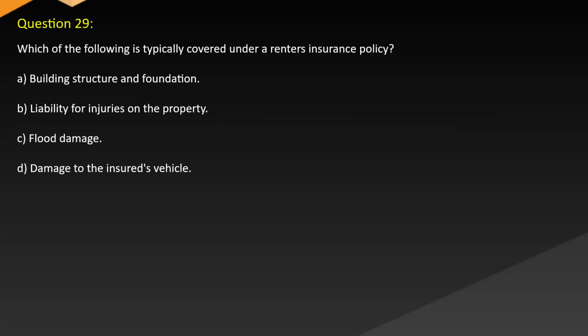Question 29. Which of the following is typically covered under a renter's insurance policy? A. Building structure and foundation. B. Liability for injuries on the property. C. Flood damage. D. Damage to the insured's vehicle.